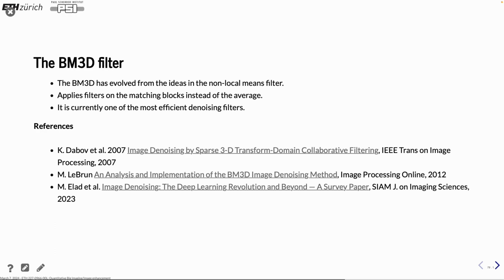Yet another filter, which is kind of an evolved non-local means, is the so-called BM3D. BM stands for block matching, and 3D is how the filtering is done. It came a couple of years after the non-local means filter, and it's today, I would say, the best non-deep learning approach to denoising that is available. If you want to look into the deep learning approach, I would suggest you read this paper where they give even more information about that.